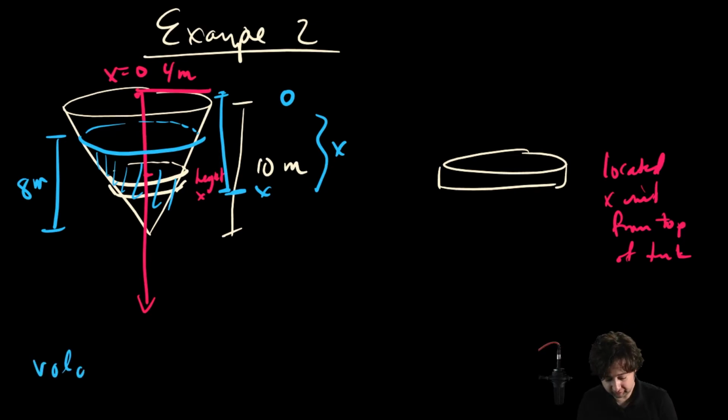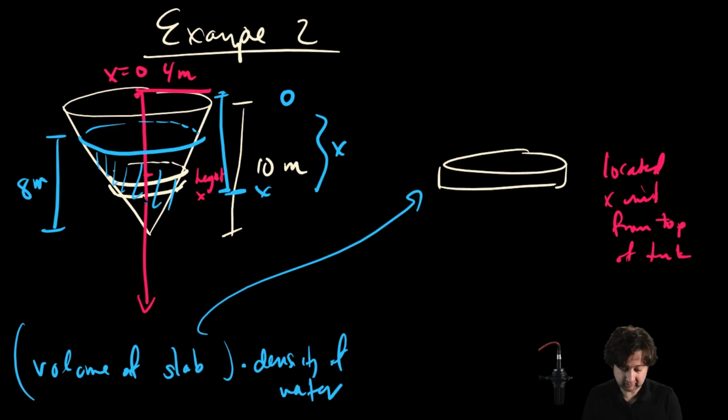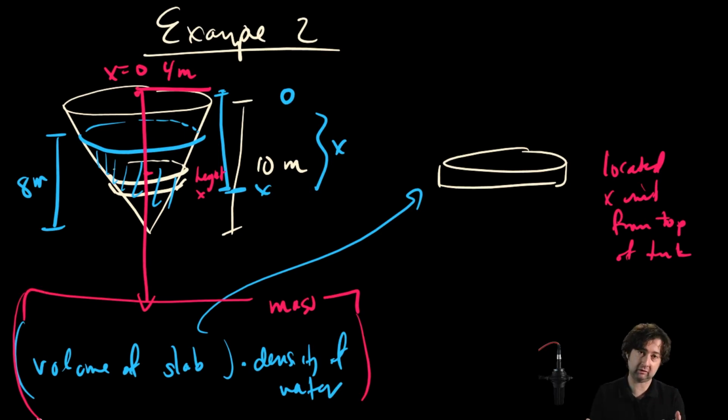If you knew the volume of the slab, and this is what I'm thinking of as the slab, then you could multiply that volume by the density of water. When you do that, the thing that comes out is a mass. The volume of the slab times the density of the water is equal to the mass of the water in that slab. Then if you multiplied that by the force of gravity, you would get a force. So that's the weight of the slab, that force. So this is a weight.